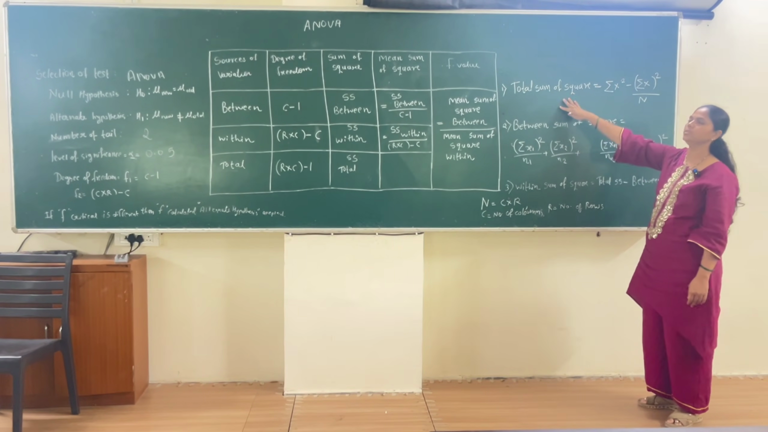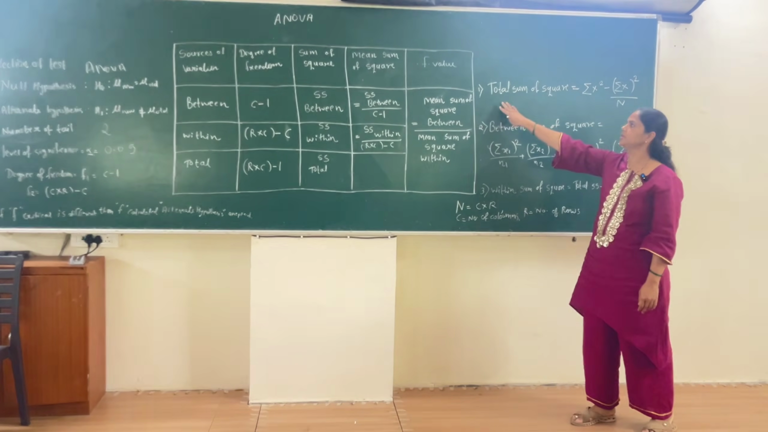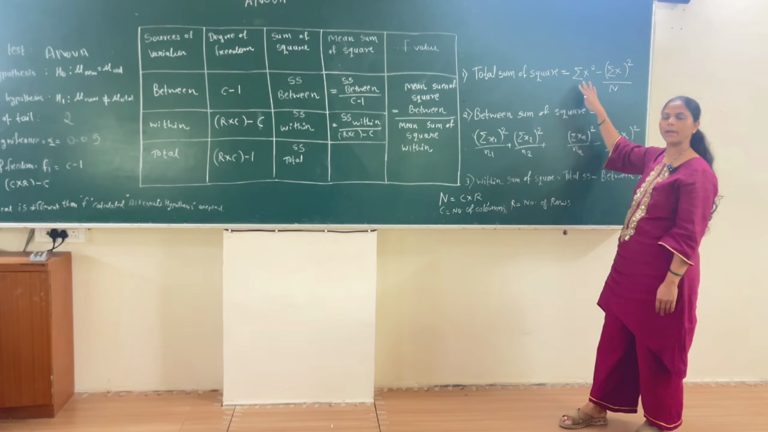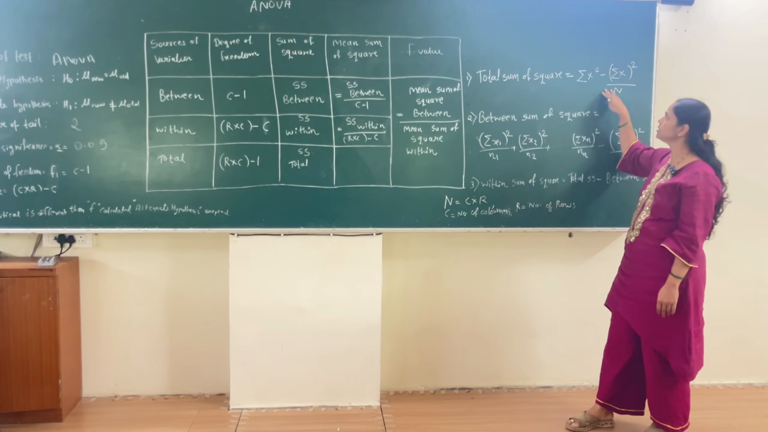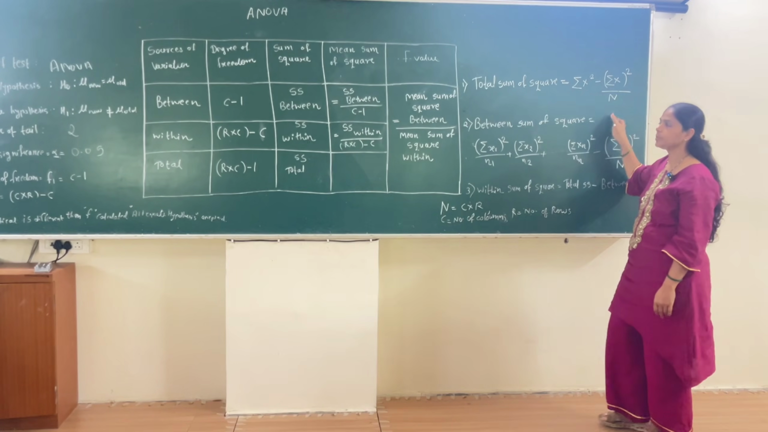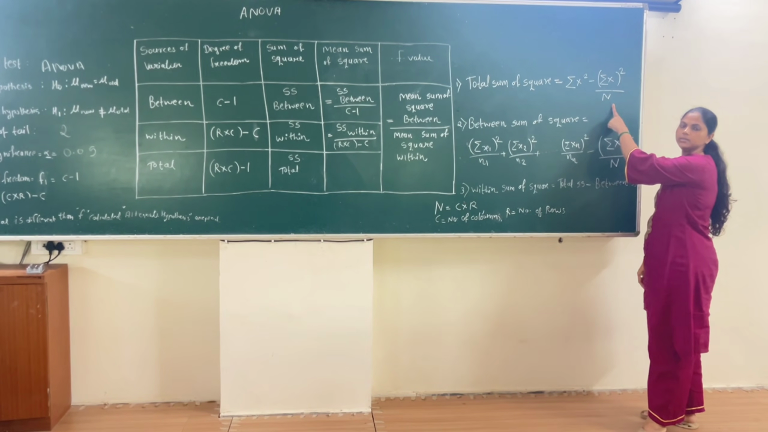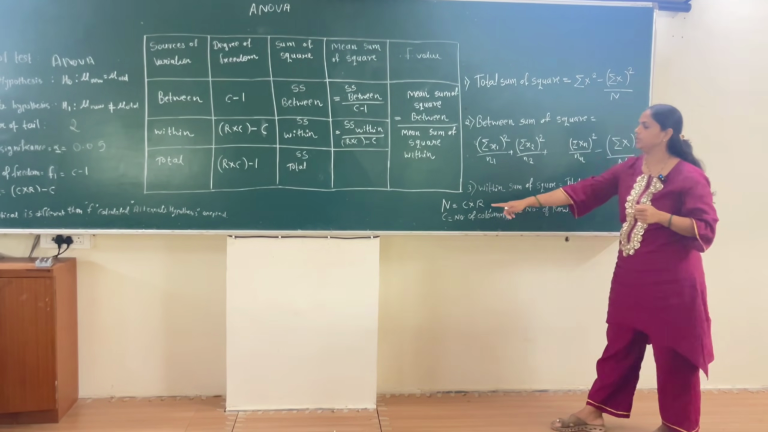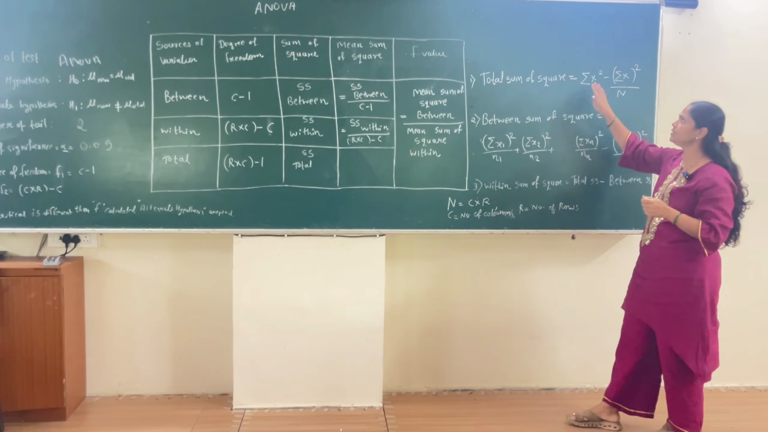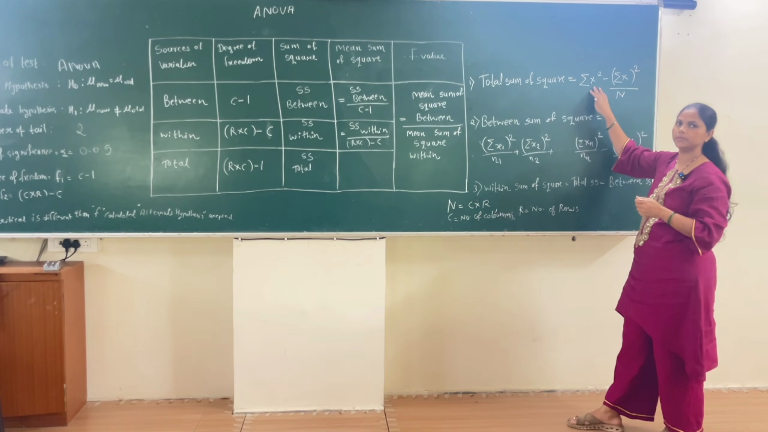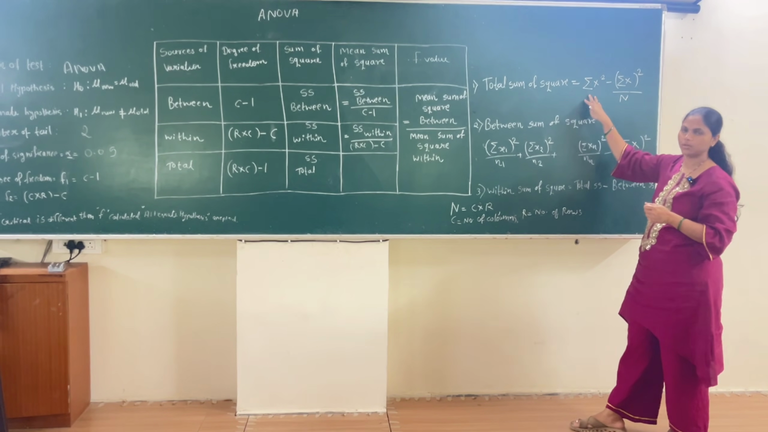You can see here the formula to calculate total sum of square: it is equal to summation of capital X square minus capital X the whole square divided by capital N. Here this capital N is the total number of samples, which is calculated by C into row, while these capital X are nothing but the totals of the sample observations of the columns.